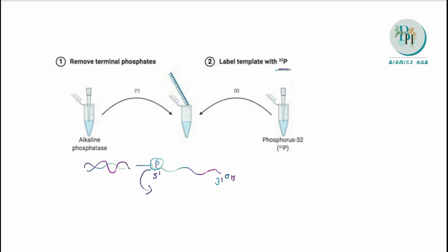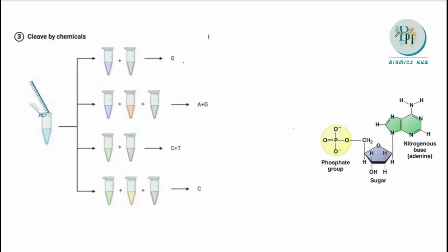We are done with this. The next thing is the addition of the chemicals. As we have discussed, we require some components for this process to be done. So after adding the components, we will divide the sample into 4 tubes, each tube receiving different chemicals.